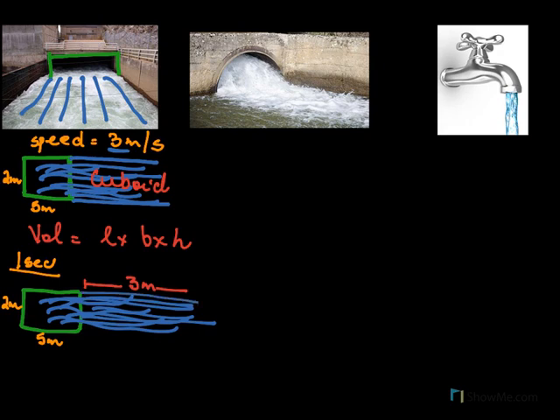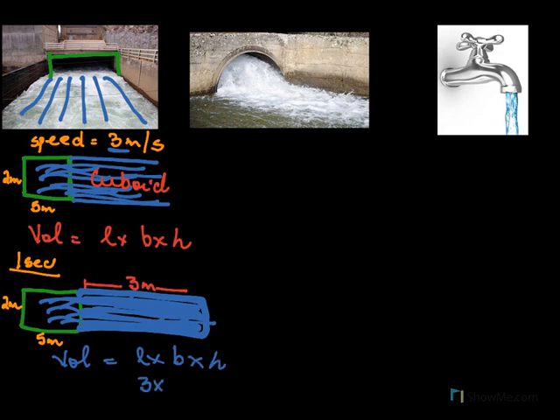So this entire cuboid will give me the volume of the water, and the volume of the water, like I said earlier, will be length into breadth into height. Now we know the length is 3 because we are calculating for 1 second, and in 1 second it covers a distance of 3 meters, and the breadth, as we said, was 5 and the height is 2. So it will be 30 meter cube, which is the amount of water that is going to flow out of this canal in 1 second.